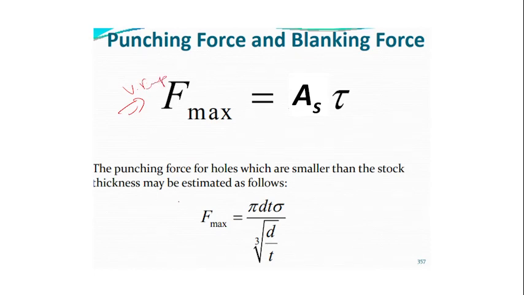This is very important that you should know. This is also for when your holes are smaller than the stock thickness. That is, when the holes which you are making have a diameter smaller than the thickness of the sheet, then you have to use this formula. Otherwise, you will use the other formula. This is mostly not in your syllabus, but you should know it. And this formula you should always know: tau into area of shearing.